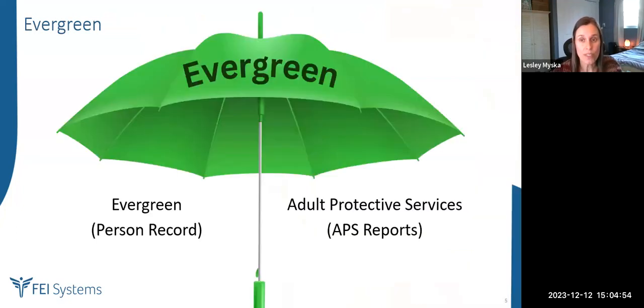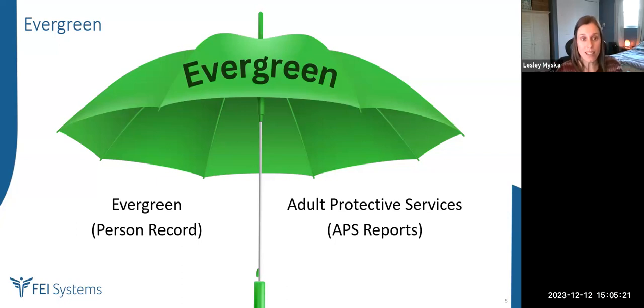There are two different sections of Evergreen. There's the Adult Protective Services side of the system, and there's the Evergreen Person Record side of the system. Today, we're going to focus on the Evergreen Person Record side of the system because that's where our EIS functionality will all live. The Adult Protective Services side of the system has been live since June of 2020, and that's where our Adult Protective Services staff are collecting and capturing APS report data.